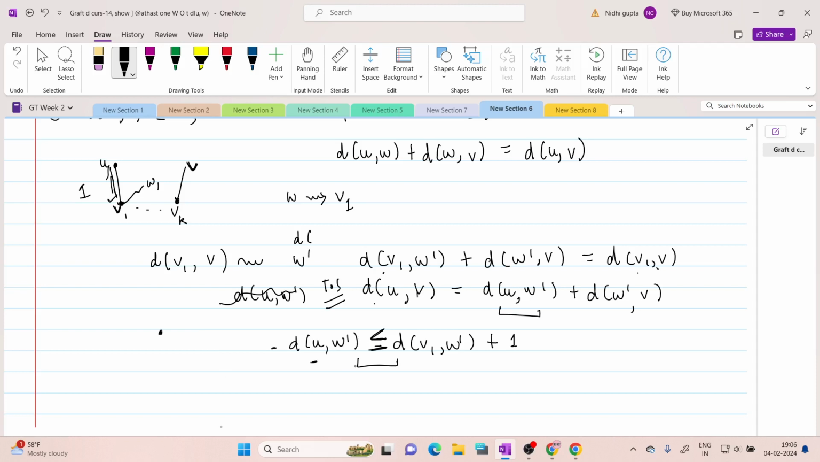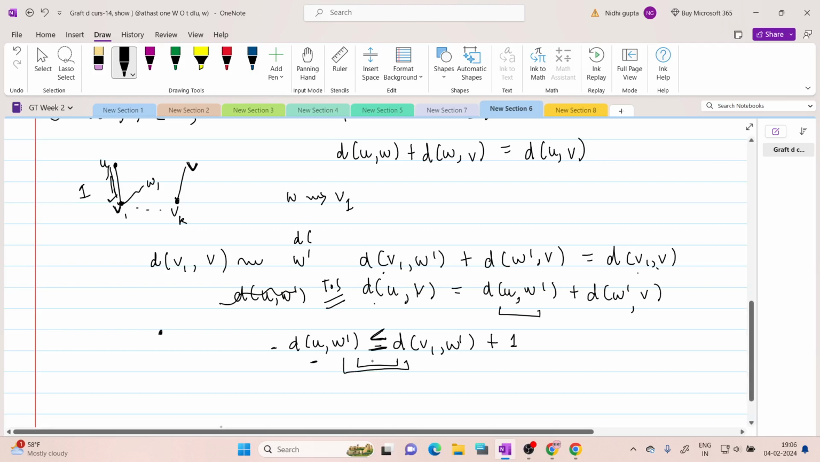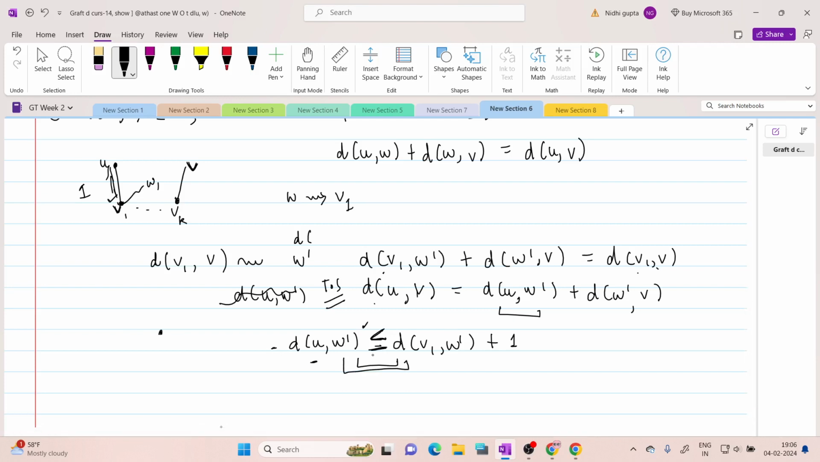No, I understand it, but I think your argument is a bit incomplete in the sense that you have to show this equality also. From this part you are getting this question, this one.